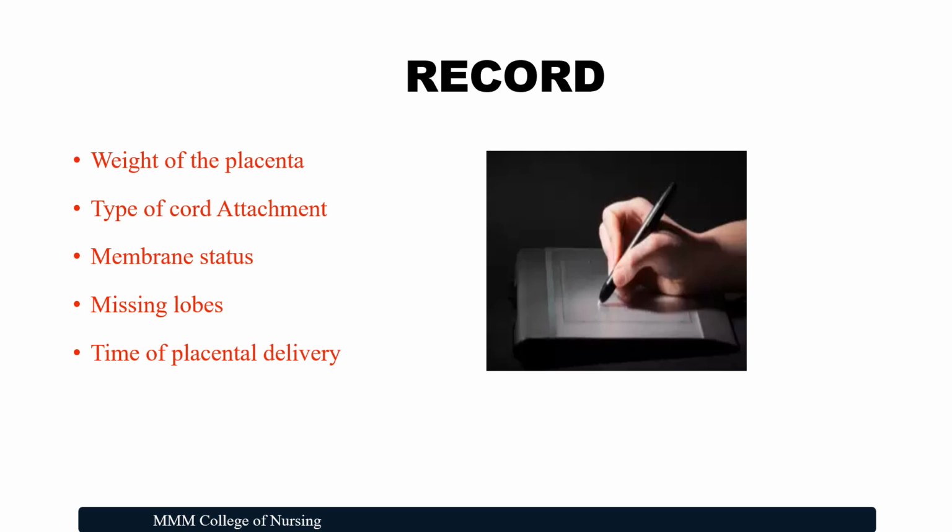The last one is recording. It is very important. You have to record the weight of the placenta, type of cord attachment, membrane status, missing lobes, time of placenta delivery. All these you have to record, and if you see any abnormalities in the cord or placenta, you have to inform the physician.